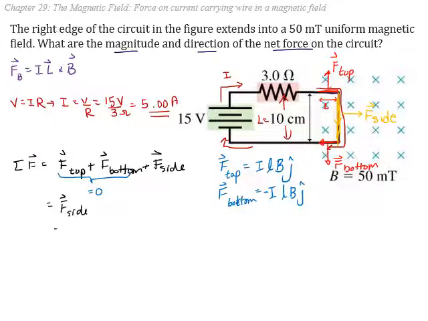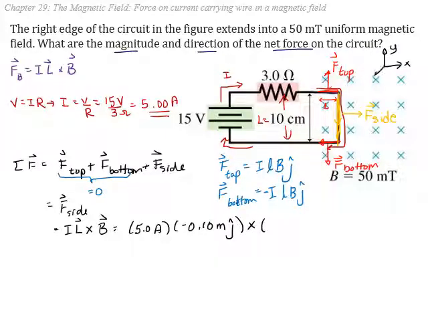Okay, the force on the side part, we'll do IL cross B. My current, we already found that, that was 5 amps. My L is the length of the wire, that's 0.10 meters, that's shown in the diagram. L is in the same direction as the current. The current flows down, so the direction is minus J hat. And that's crossed with the magnetic field, which is into the page. Let's get our coordinate system on there. Into the page is minus K hat, and the magnetic field is 50 milliteslas. So I've got minus 0.050 teslas K hat.